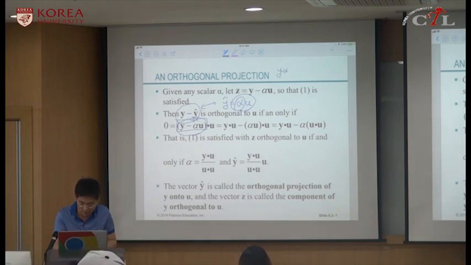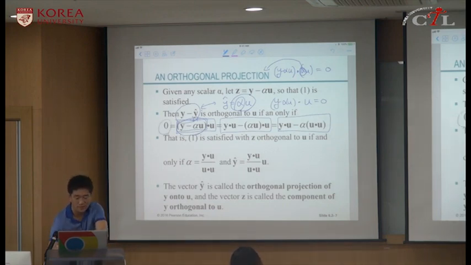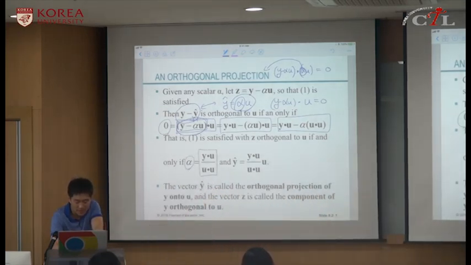So y minus alpha u and alpha u, the inner product between these two should be 0. This is a scalar multiple, so we can move it to the left, and then we obtain alpha times the inner product of y minus alpha u and u equals 0. If we manipulate this equation, this guy should be 0 because they are perpendicular to each other. And so our alpha can be obtained as this.